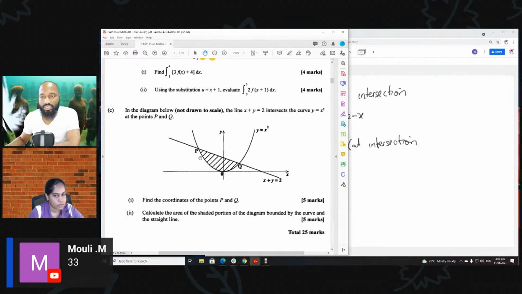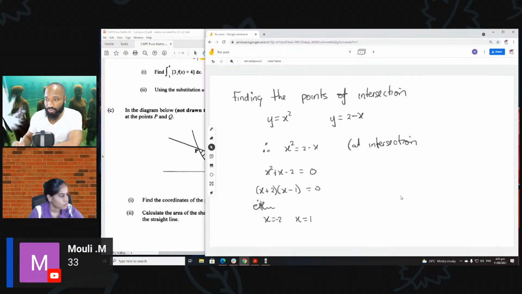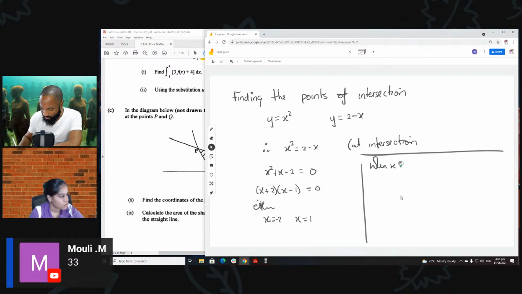Why is in the chat if you all understand that? So you have negative 2 and 1. So these are the x-coordinates of the points of intersection. So when x is equal to 1, y is equal to 1 as well, according to this. So you have 1, 1 as one of the points, and when x is equal to negative 2, y is equal to negative 2 squared, which is 4, according to this. So negative 2, 4 is another point of intersection.